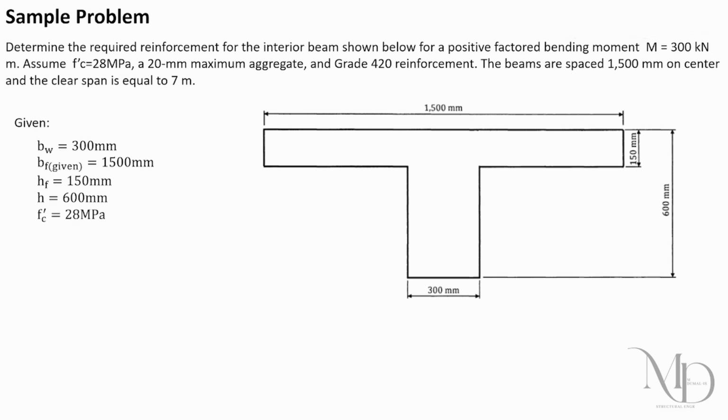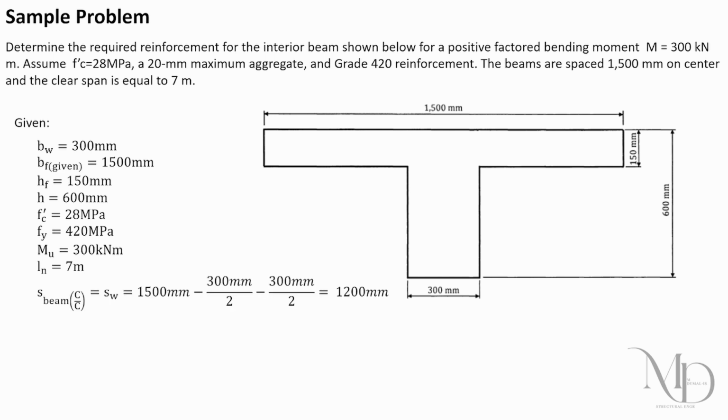The specified compressive strength is 28 megapascals. The yield strength of the steel reinforcement can be inferred as 420 megapascals. The given ultimate moment is 300 kilonewton meters. And the clear beam span is 7 meters. We can then solve the clear spacing between each beam by subtracting half of the width of both adjacent beams from the center to center spacing between the beams.